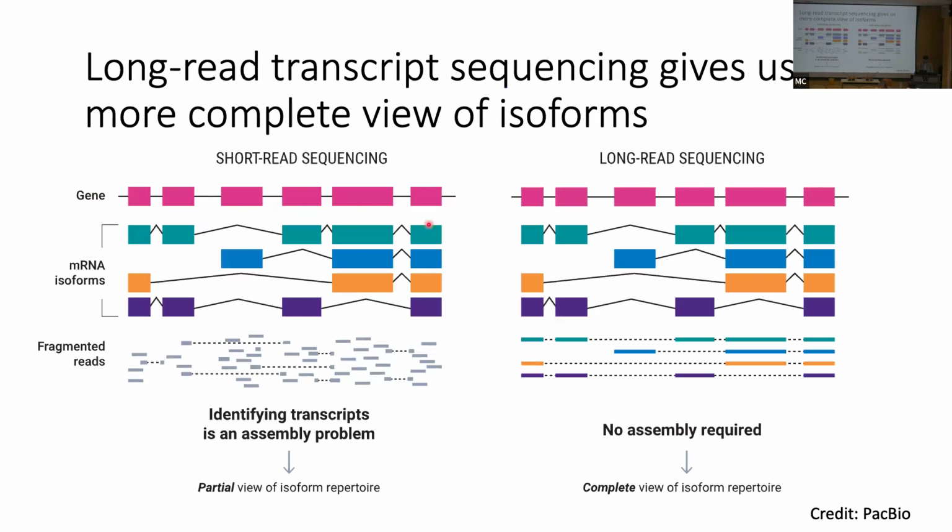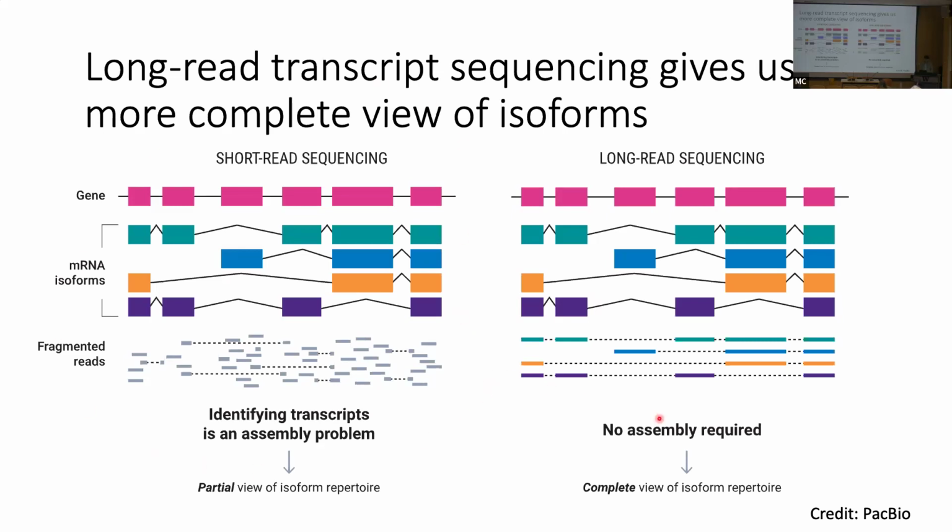So we have the gene here. We have the mRNA transcripts, also known as isoforms, here. What a lot of people do is first fragment the mRNA into smaller pieces, and then sequence these smaller pieces, and then we have to piece the small pieces back together to form the entire isoform. So that's one way to do it. That's typically a cheaper way to do it, which is why it's so prevalent.